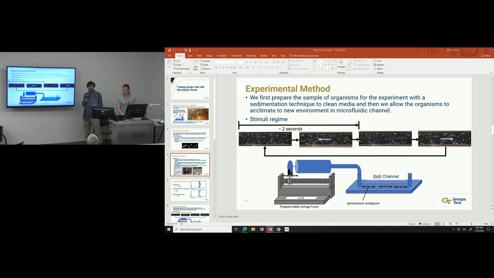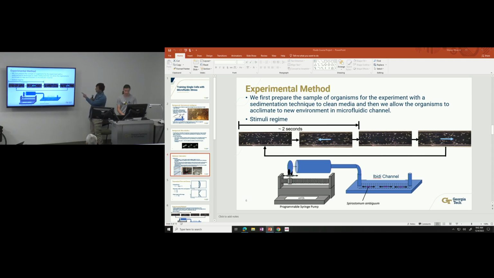And then finally, once it's clean, you put them in this microfluidic chip here. This is just a channel. It's literally just a channel with very constant dimensions. And you let them sit in there for 30 minutes to acclimate to their new environment, so that once you do start applying the stresses, they will respond as if it's the first time they've felt the stress. And this gives you accurate readings of their learning behavior.